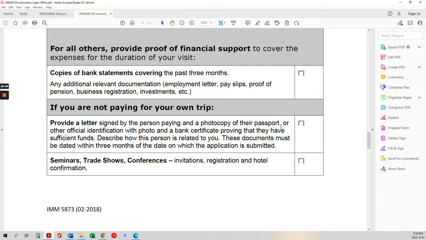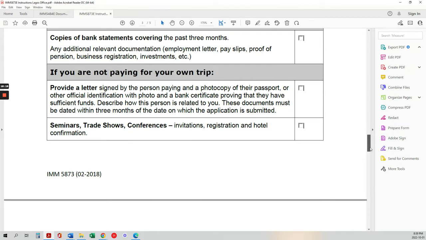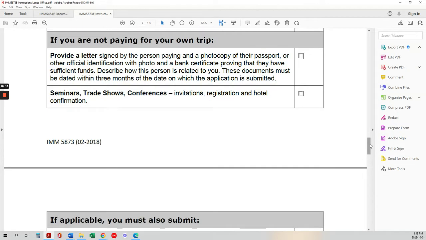funds, okay? Now, if you're going for a seminar, trade show, even conferences, invitations, registration, and hotel confirmation, please make sure when you sign up to these conferences that they can give you an invitation letter. It's very, very helpful and useful for when you are trying to explain what your itinerary is like in the US, or sorry, in Canada.